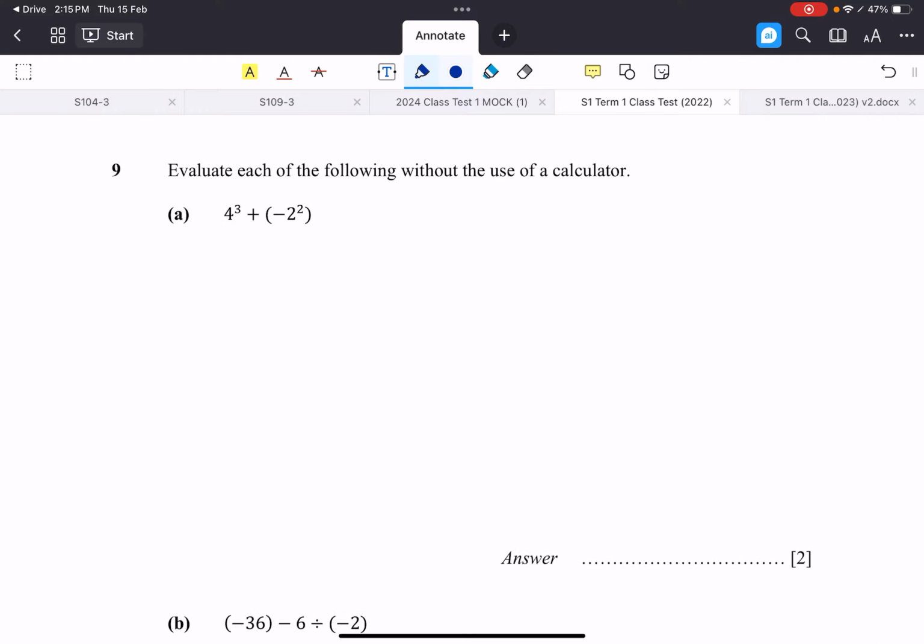Let's zoom in a little bit, right? So over here, they want to evaluate each of these without the use of calculator. So we can do this. So we have 4 to the power 3 plus, well, this will be negative 2 to the power 2 is 4, right? Now 4 to the power 3 is actually 64. When we add a negative number, it's the same as a subtraction. Okay, so the end result is 60.